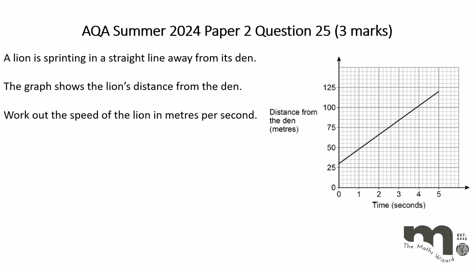This is from a calculator paper in 2024, and it says a lion is sprinting in a straight line away from its den, and the graph shows the lion's distance from the den. And we need to work out the speed of the lion. We need this in meters per second, and we can see that on the left hand side we have our distance here, and then we have our time here for this.